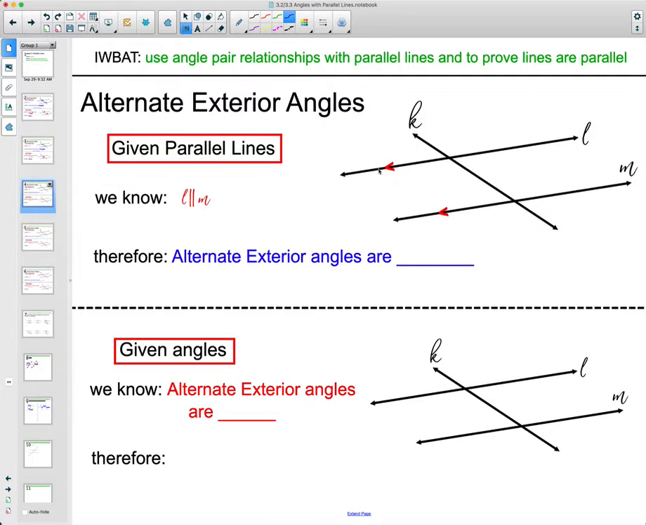Alternate exterior angles. So when we know that the lines are parallel, then these alternate exterior angles here are also congruent.